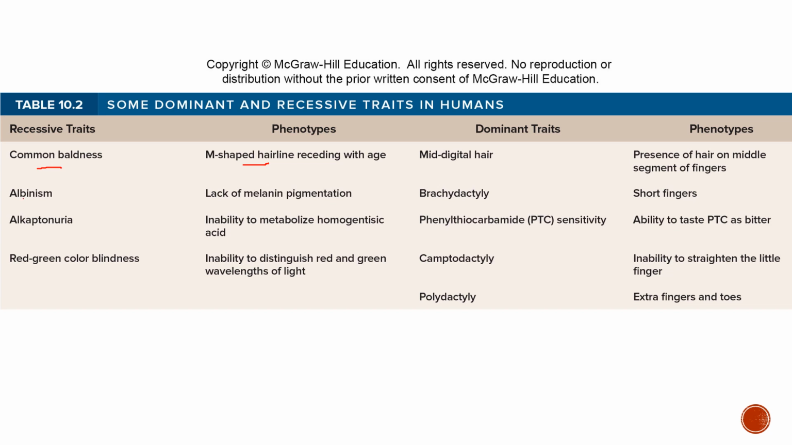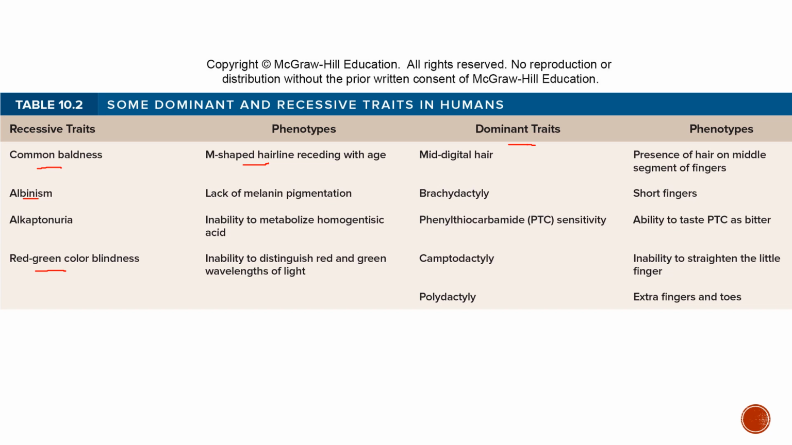Also, being albino, which is a lack of melanin pigmentation, is caused, again, by a recessive trait. 2 copies of that would have to be received. Red-green colorblind is another example of a condition where, again, both traits would have to be the recessive trait. A couple examples of the dominant traits, so again, having just one allele in these conditions would cause this trait to be seen.